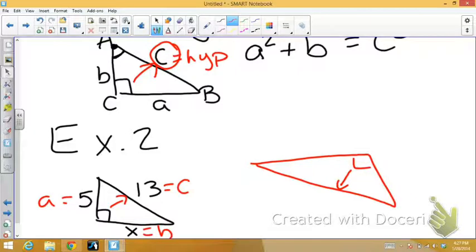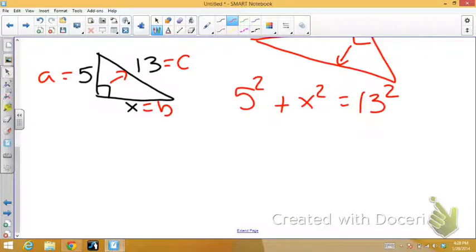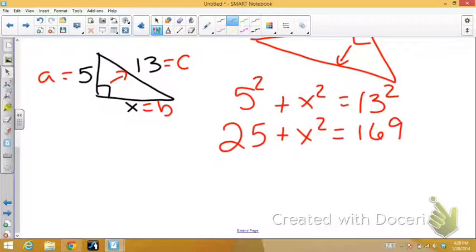But then we go plug it into our formula. We know a squared plus b squared, but we said b is represented by x, equals c squared, and we said c is 13. So now we'd have to go through and simplify this. We do 5 squared, which is 25, 13 squared, which was 169. And then we have to solve this equation.